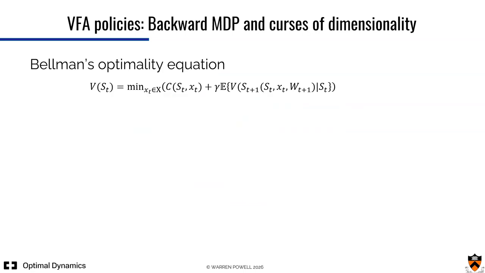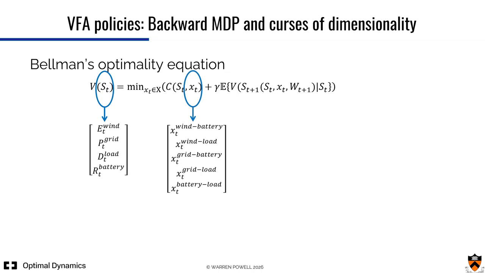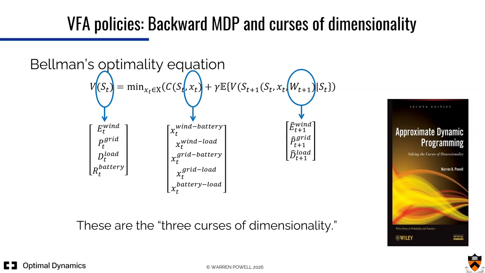So if I write out Bellman's optimality equation, I have a 4-dimensional state variable, a 5-dimensional control variable, and a 3-dimensional exogenous information variable. I call this the 3 curses of dimensionality. This is my book that came out in 2011, was the first book to focus on this, because in dynamic programming, everybody talks about the curse of dimensionality, and they're talking about state variables. But actually, there are 3 curses, and they all matter.